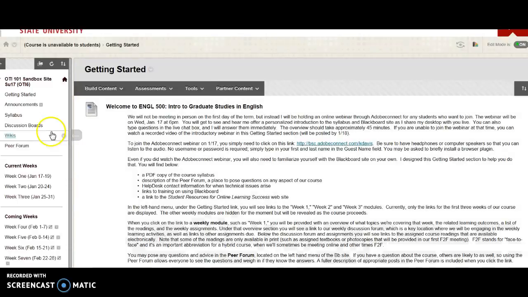And I created a Getting Started page. So I set it up a lot like Eric has set up our site for the Online Teaching Institute, with current weeks on the left and coming weeks. I put a link to the syllabus on the left-hand side because I found it hard to find later on. The Getting Started, announcements, discussion boards, and the peer forum as well on the left.